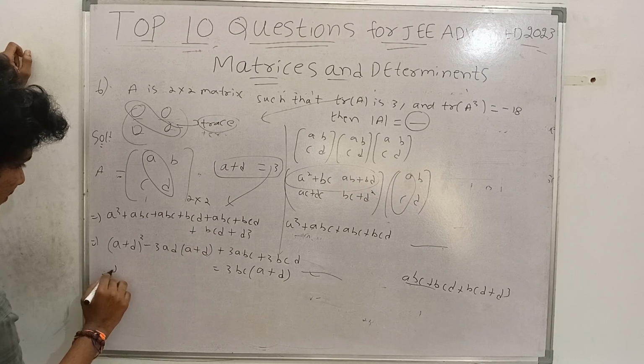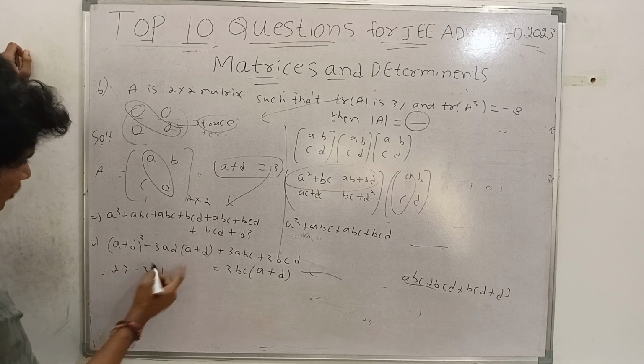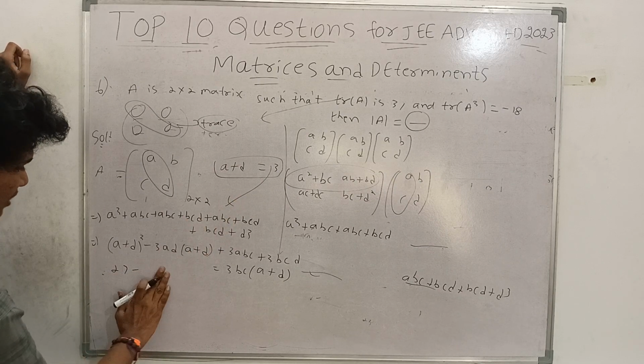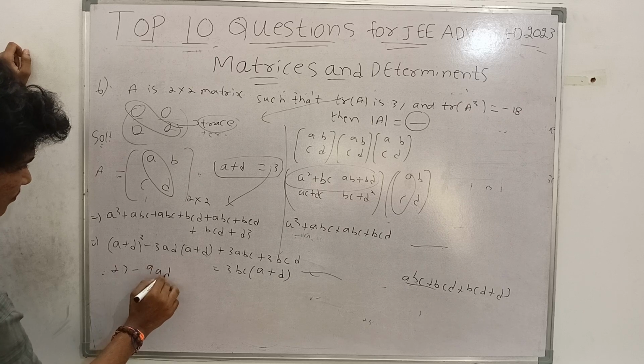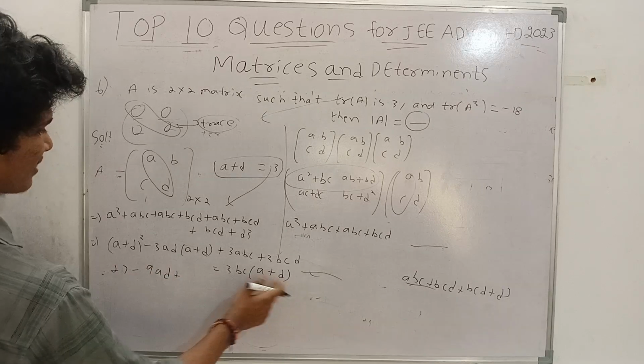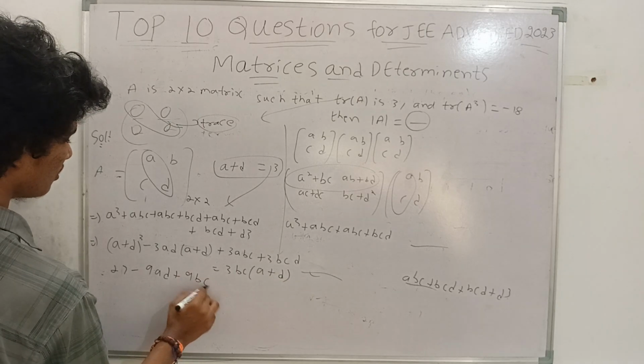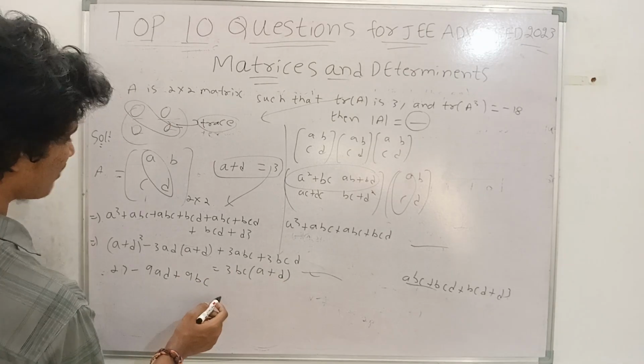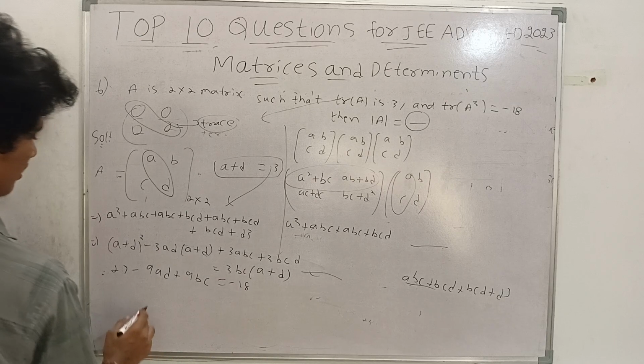3 cube, that is 27. 27 minus 3 AD into, what is AD? 3. 3 times 3 is 9. So it will be 9 AD. Plus, and here it will be A plus D, here it will be 9 BC. And this thing is equal to minus 18, they given.